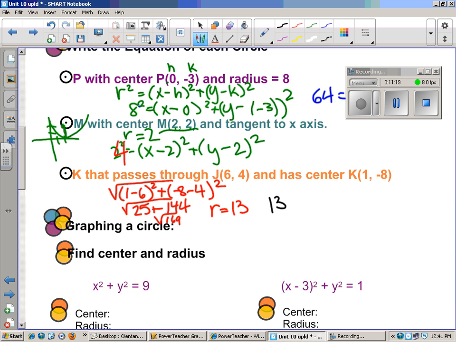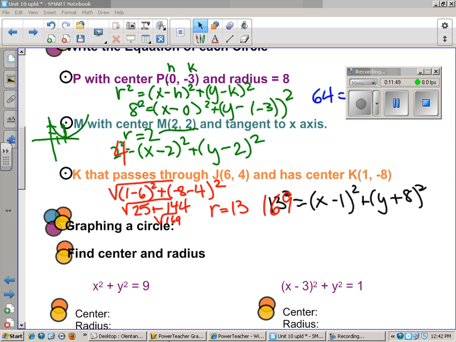So 13 squared equals (x - 1) squared plus (y - negative 8), so wouldn't that be (y + 8) squared? And I would make 13 squared 169. Okay? Why wouldn't I use (6, 4)? Why do I use (1, -8)? Right, it's the center. The h and the k have to be the center. They can't just be any old point on the circle. All right, so are we okay with writing the equation?